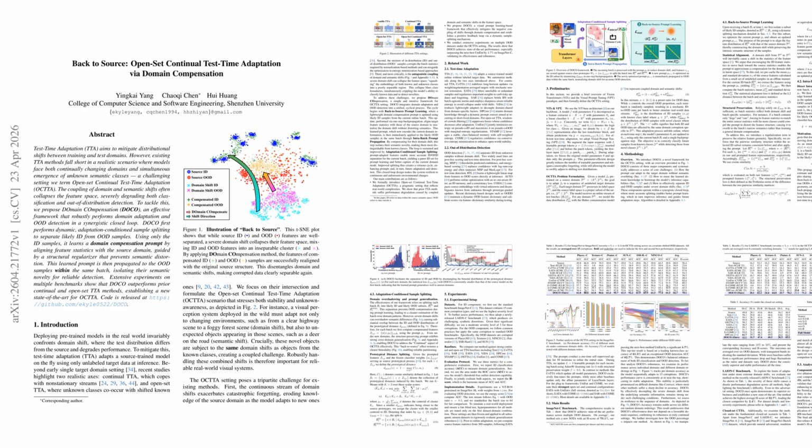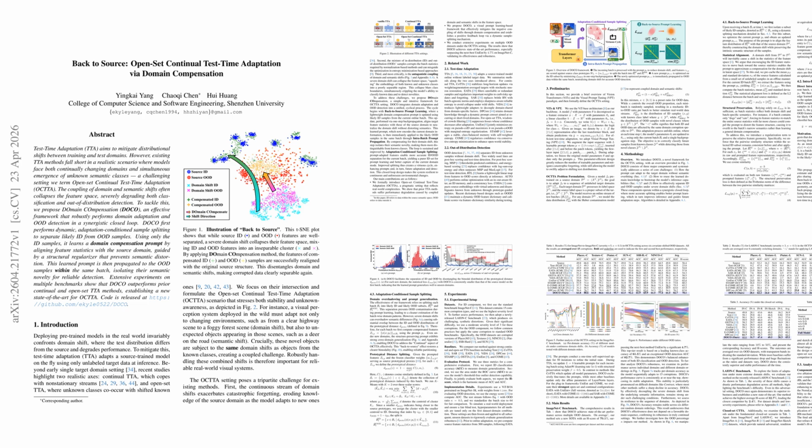Let's explore the first paper, Back to Source: Open Set Continual Test Time Adaptation via Domain Compensation. Back to Source introduces DOCO, a prompt-based framework for open set continual test time adaptation, OCTTA, where a model must track non-stationary domain shifts while unknown classes appear online. The key novelty is domain compensation.